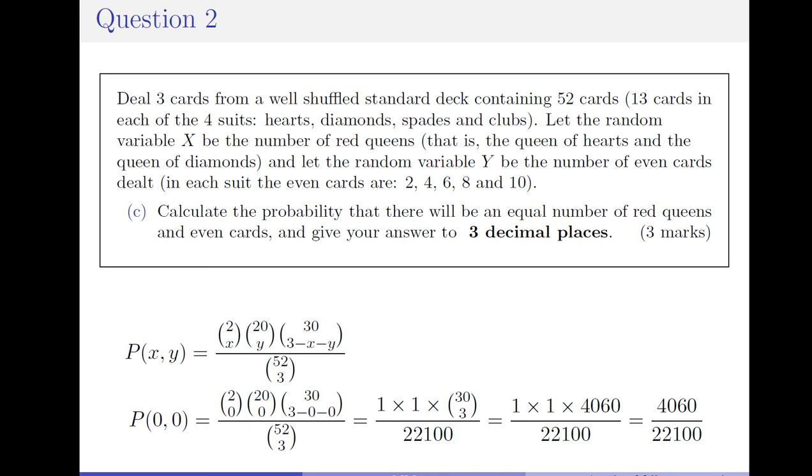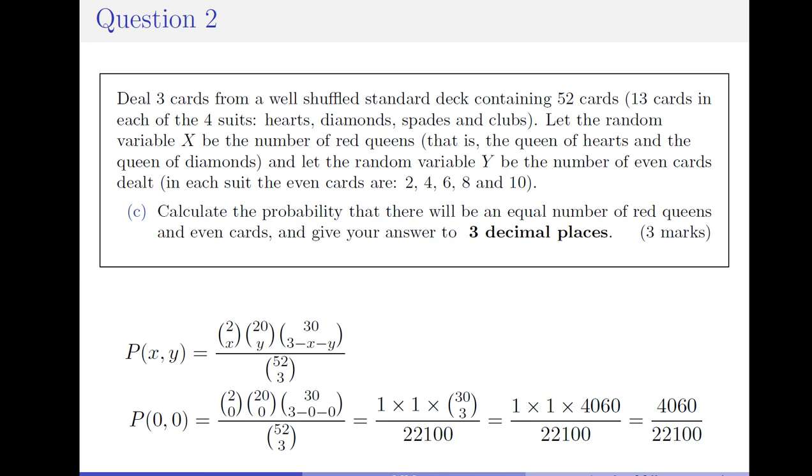And then 52 choose 3 is equal to 22,100. Similarly, 30 choose 3 is equal to 4,060, and that gives us a total of 4,060 over 22,100. Notice that I'm not simplifying just now because I want to give my answer to 3 decimal places and I don't want to lose any accuracy in my solution.